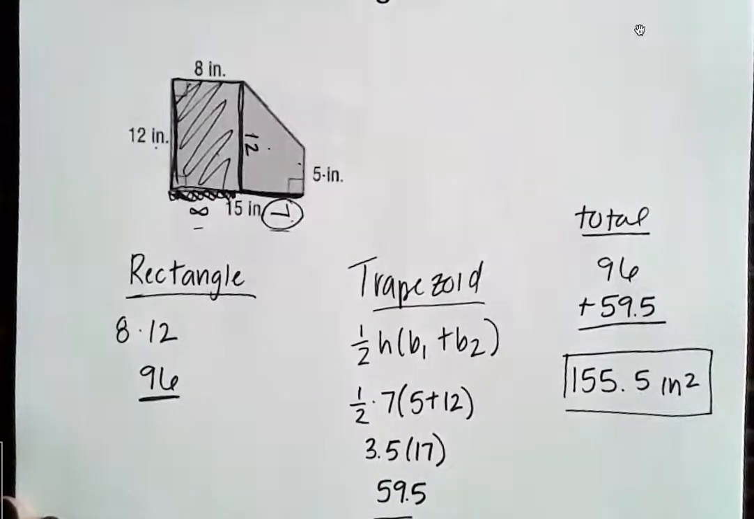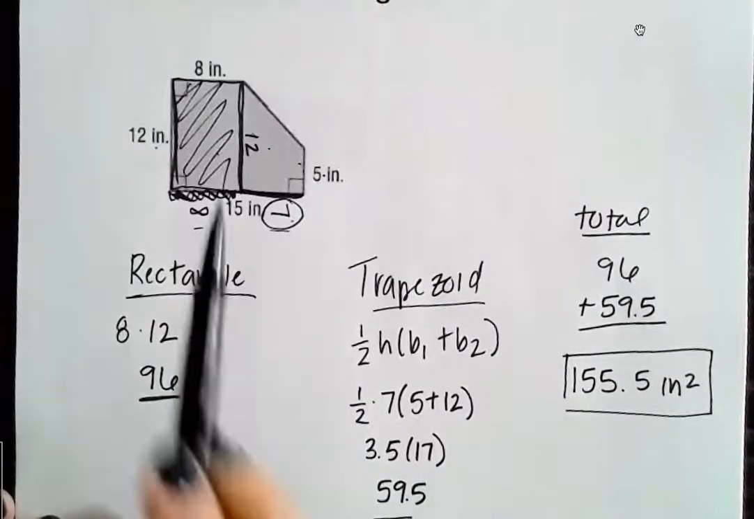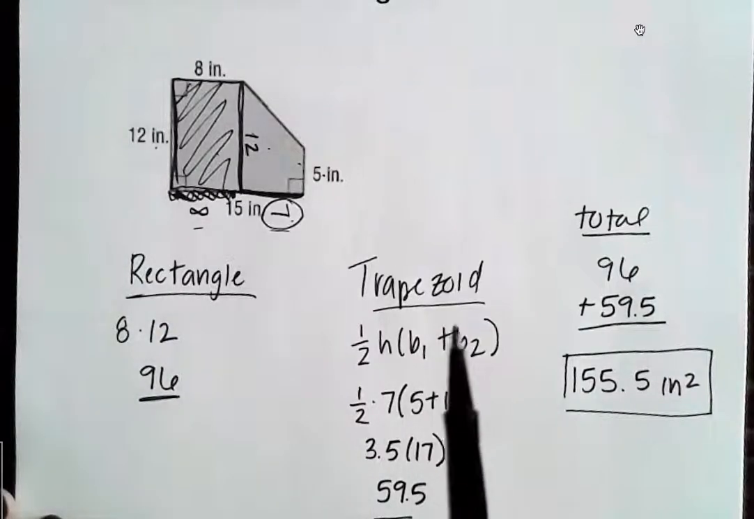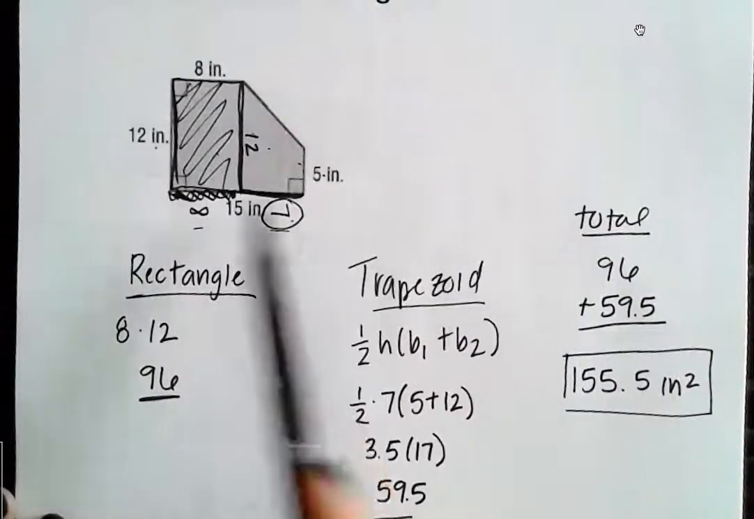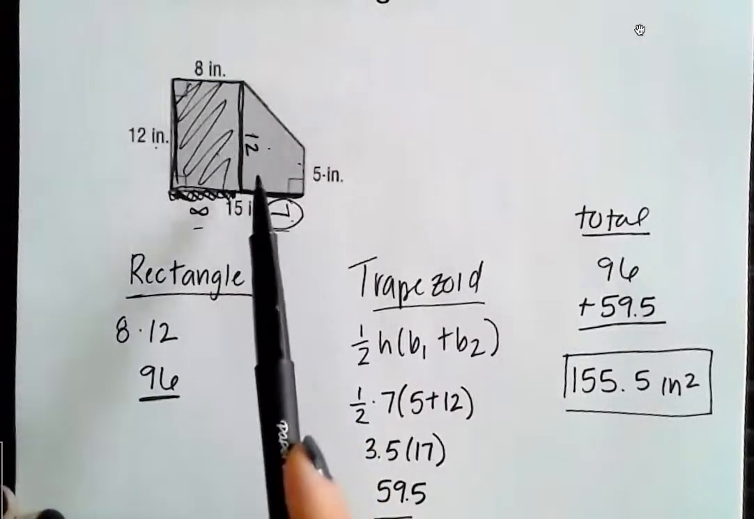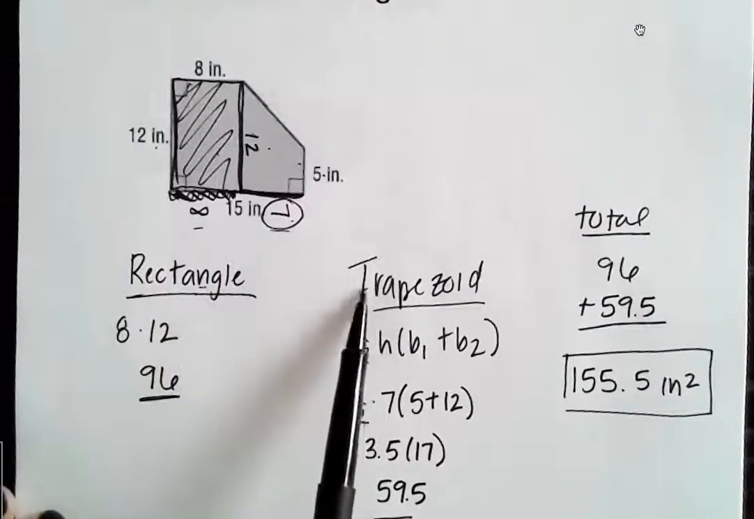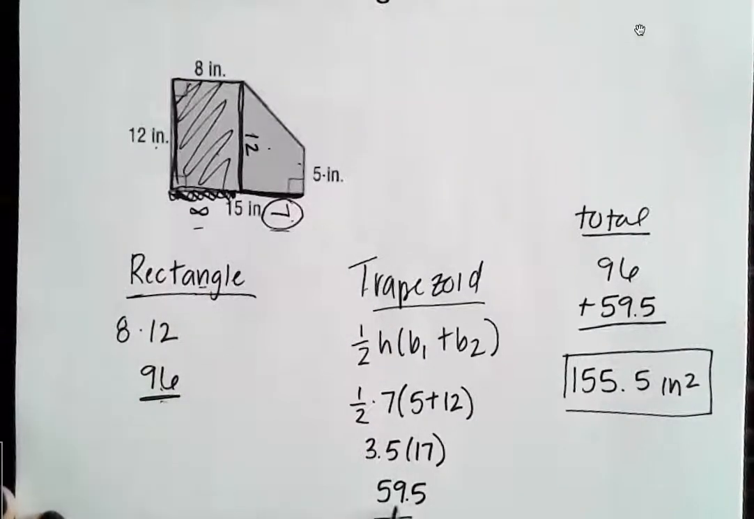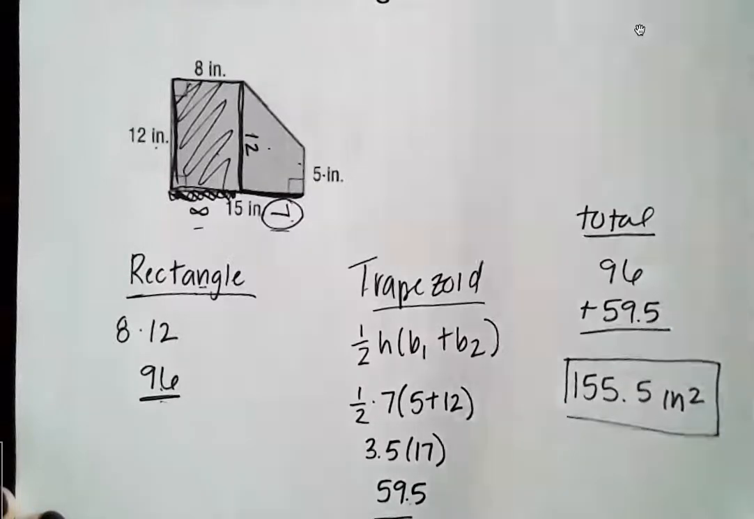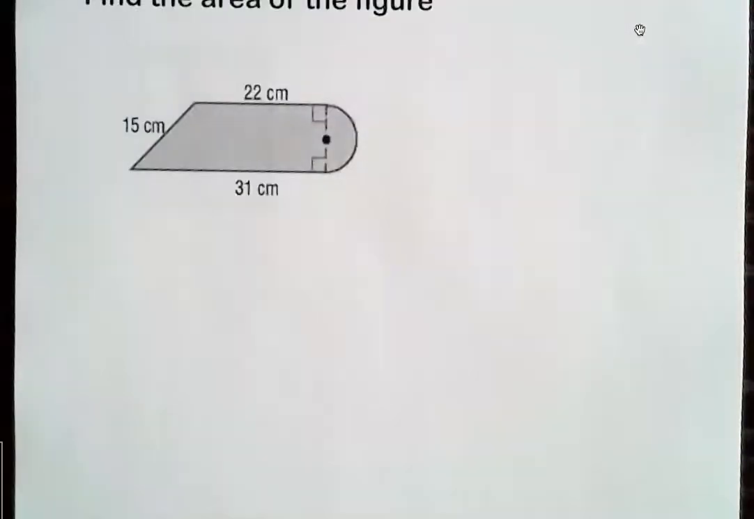That's it, folks. So again, you're going to be given some wonky, weird shape that we wouldn't normally be able to find the area of just on its own. Break it up into pieces that we know how to find the area of, like a rectangle and a trapezoid. Add our areas together to get the total. Perfect. Let's cruise right along to our next problem here.